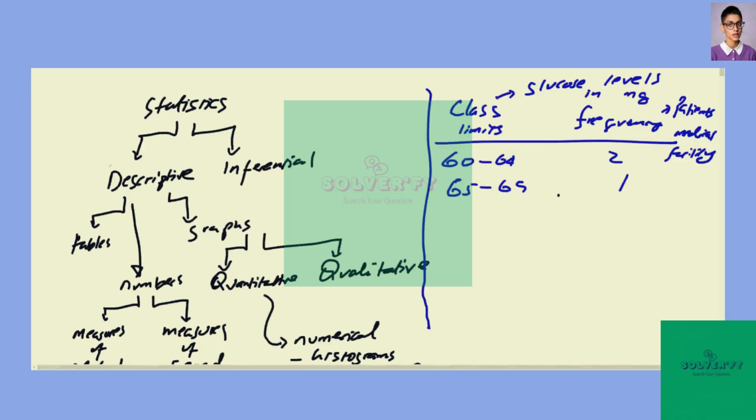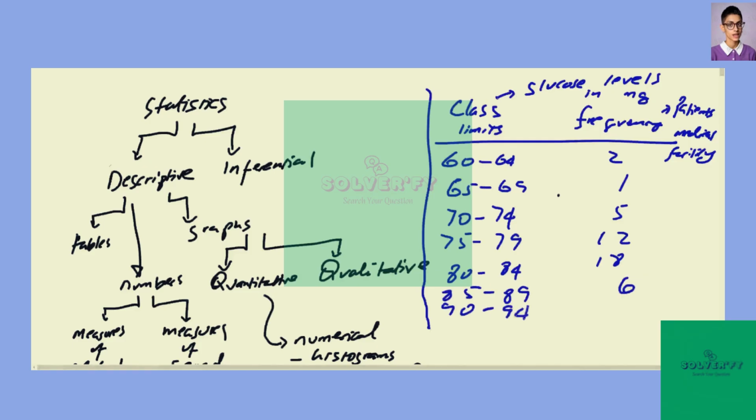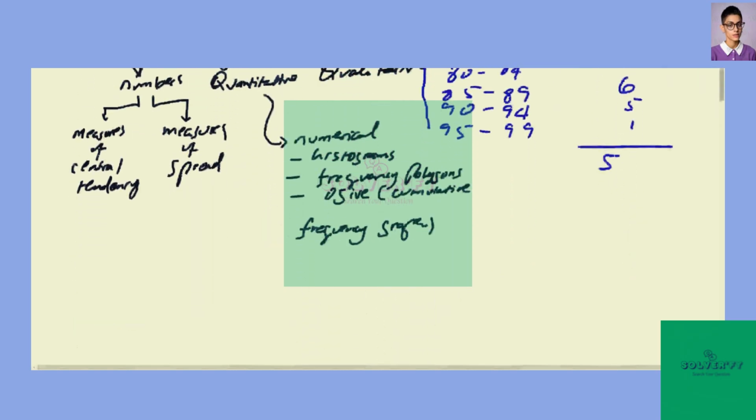So we have 65 to 69, we have 70 to 74, we have 5, and then we have 75 to 79, we have 12, 80 to 84, we have 18, 85 to 89, we have 6, 90 to 94, we have 5, and then 95 to 99, we have 1. So in total, we're looking at 50 patients.